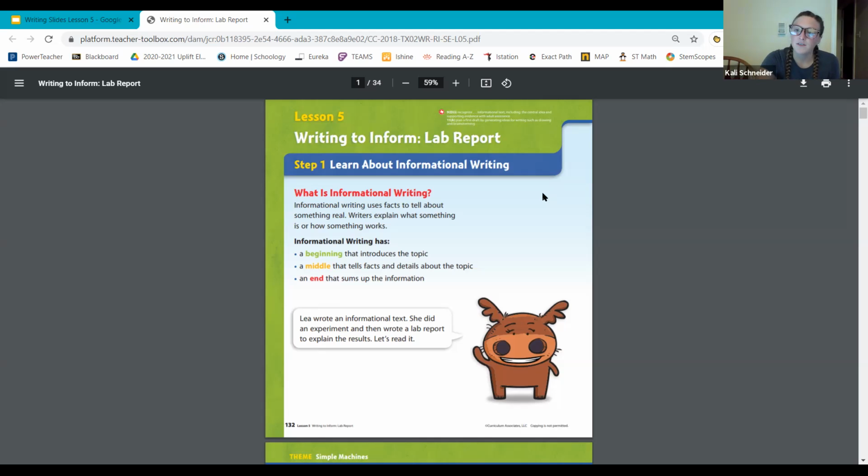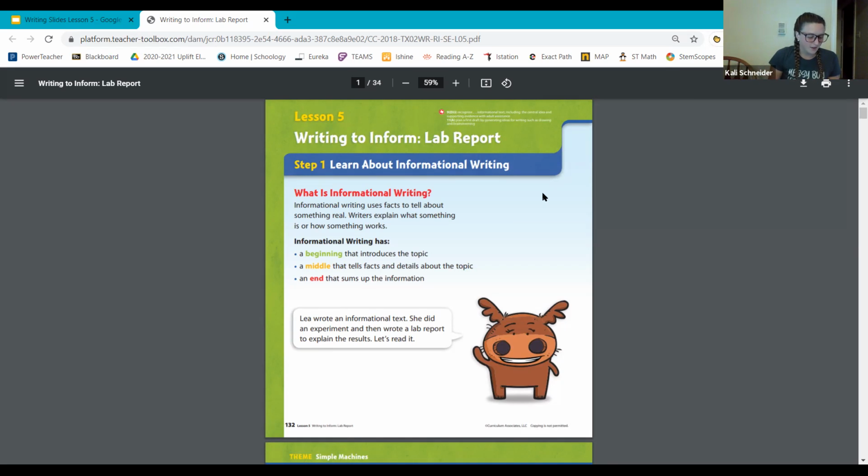So informational writing has 3 parts, like we always talk about: a beginning that introduces the topic, a middle that tells facts and details about the topic, and an end that sums up all of the information. It wraps it up and says, from what we've learned, these are the most important things. So we have a beginning, a middle, and an end, and that's really important.